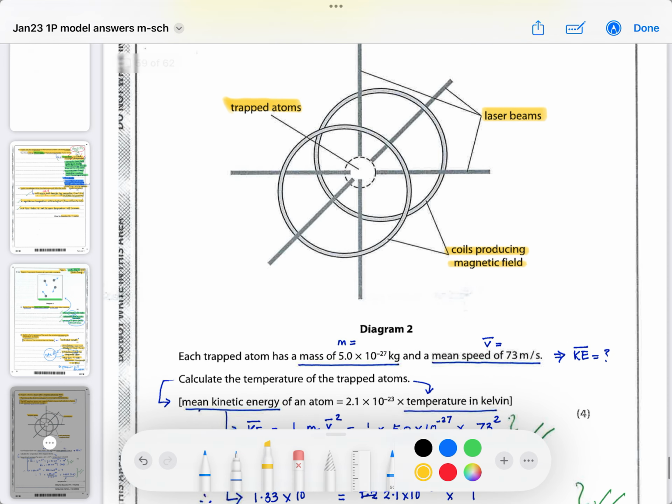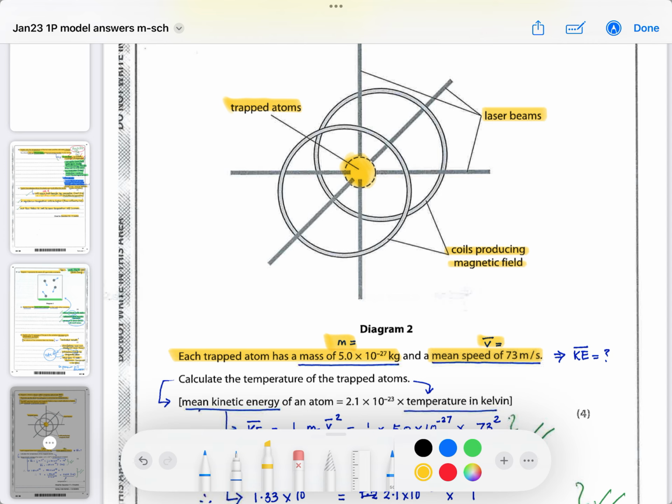So they want to make the atoms inside here very low temperature. Okay, and then here is giving you some maths. Each trapped atom has a very low mass, order 10 to the minus 27 kilograms. So this is the mass, and has a mean speed of 73 meters per second. All right, so the mean speed is v with a bar on top of it. Bar on top means mean speed.